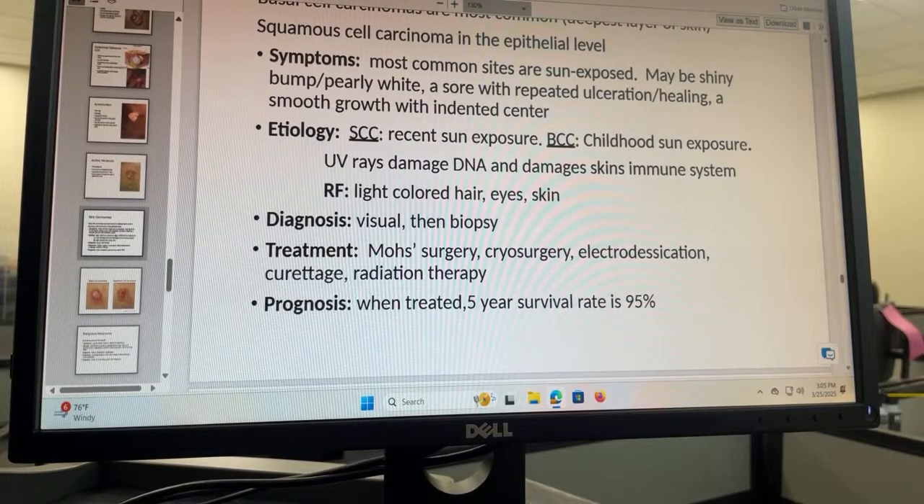Risk factors for developing either squamous cell or basal cell carcinoma are light skin, light hair, light eyes. So like Caucasians with blonde hair and blue eyes are extremely at risk. Diagnosis is usually visual to start with, and then a biopsy to confirm. So they take a few cells, a scraping off of the lesion, to see if it is indeed cancer or no. Treatment-wise, there is this special kind of surgery called Mohs surgery.